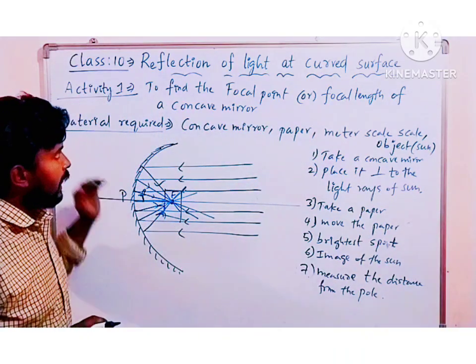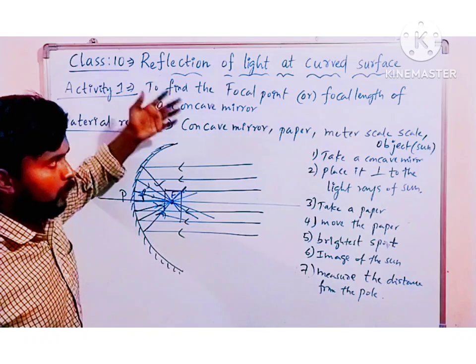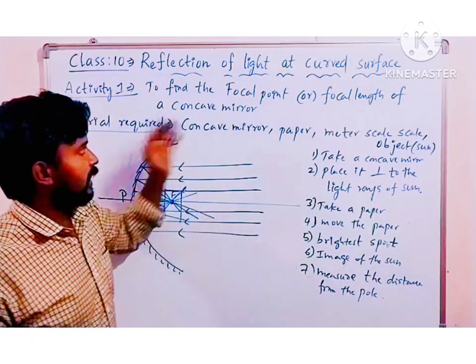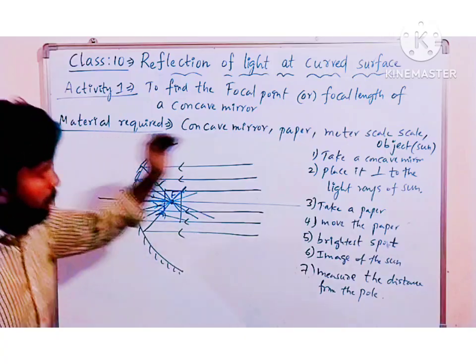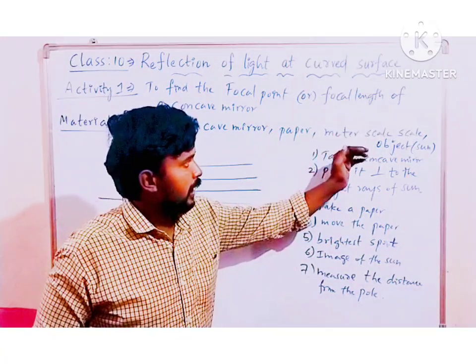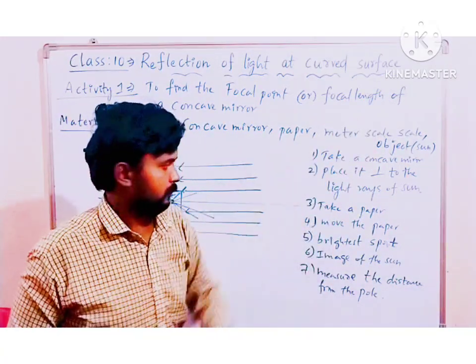First activity is to find the focal point or focal length of a concave mirror. That is the experiment. Material required: concave mirror, paper, meter scale or an object.